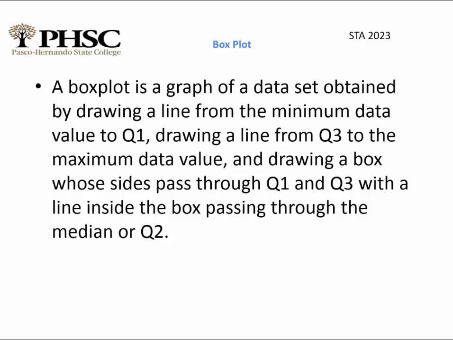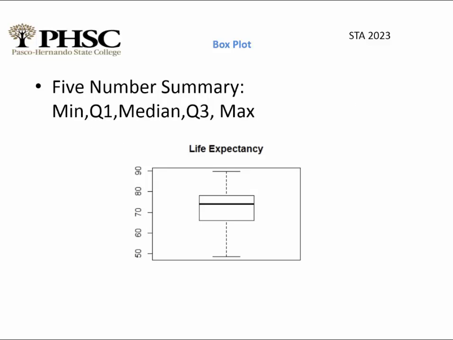So next thing we're going to talk about is the box plot. A box plot is simply a graph of the data set that we obtain by finding the 5-number summary. The 5-number summary would be the minimum value in the data set, the first quartile, the median, the third quartile, and the maximum. And we'll talk about this later in class. But this is what a box plot looks like. Here's the minimum value. Here's the first quartile. Here's the median. Here's the third quartile, and here's the max.